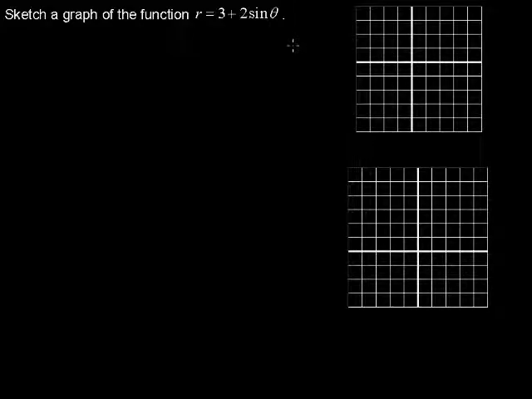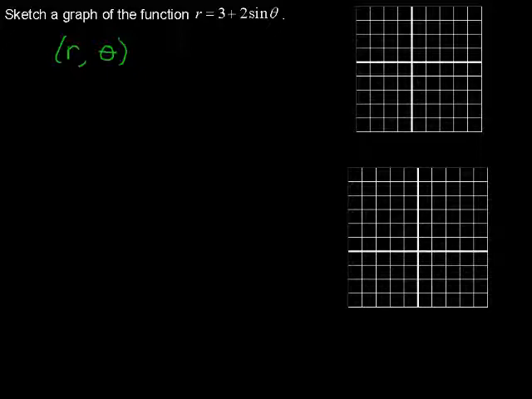Sketch a graph of the function r equals 3 plus 2 sine theta. First of all, let's take a look at what it means to use polar coordinates. And so the polar coordinates have these coordinates, r and theta. And theta is usually, almost always, in radians. And we will use it in radians for this example.